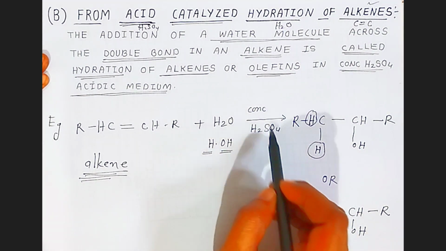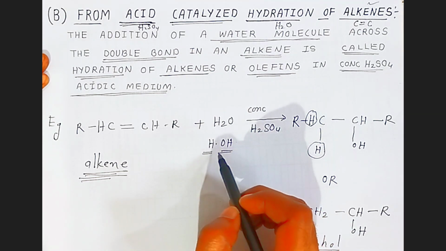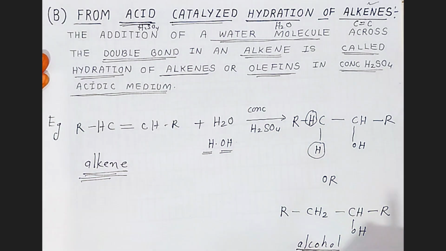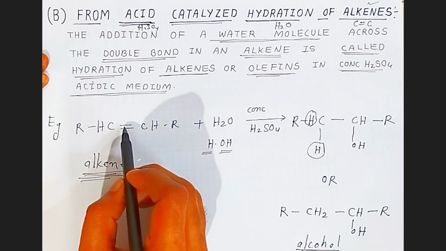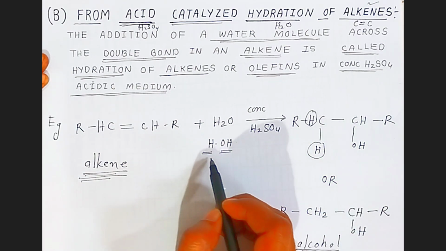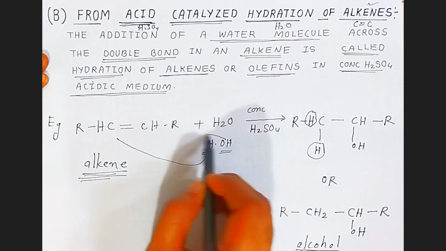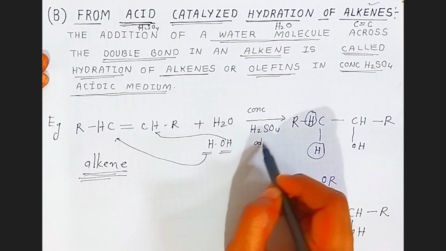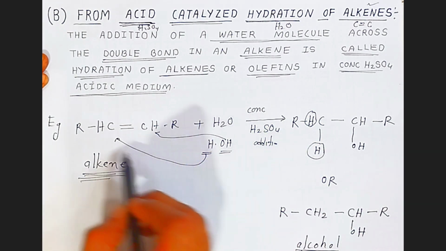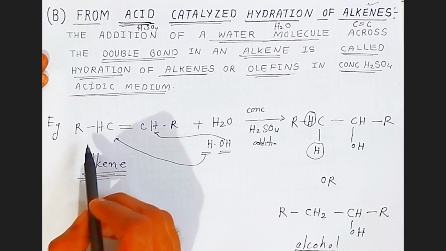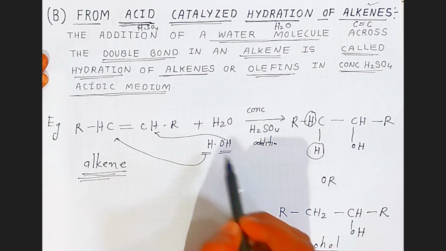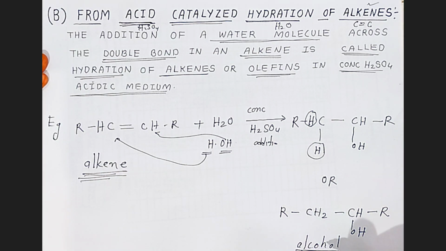Mind well, students, you have to use concentrated sulfuric acid as the acidic medium. So the double bond of the alkene will become a single bond, and an addition reaction will take place. This is what we call an addition reaction. The water molecule is added to this alkene. That is why it is called an addition reaction. This way, students, we have prepared alcohol from alkenes.